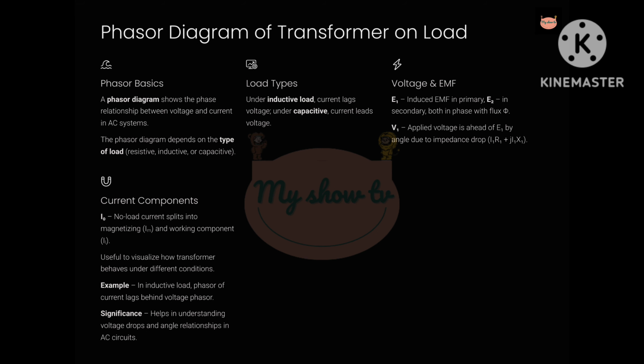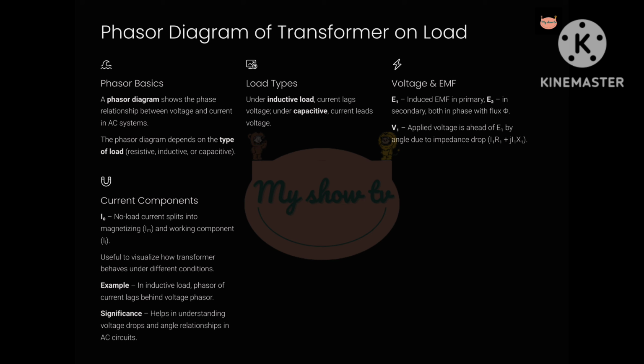Slide 2. Phasor diagram of transformer on load. Now let's discuss the phasor diagram, which is essential in understanding how voltages and currents behave in AC systems. A phasor is a rotating vector representing sinusoidal waveforms. In transformers, we use phasor diagrams to understand how voltages and currents are related in terms of magnitude and phase angle. The phasor diagram changes based on the type of load connected, inductive, capacitive, or resistive.